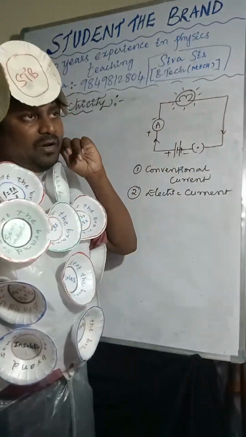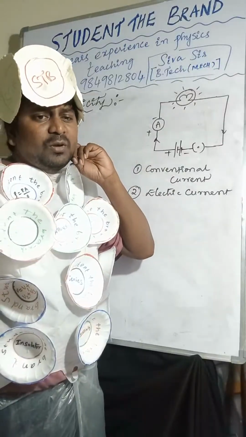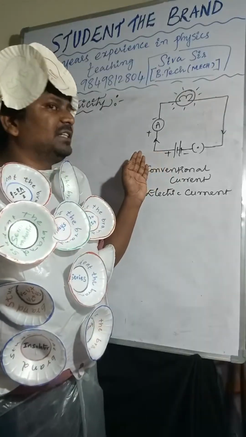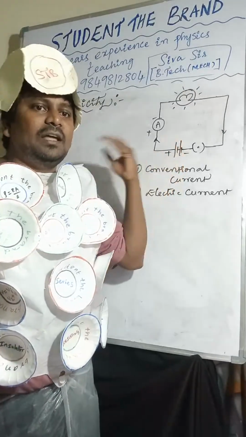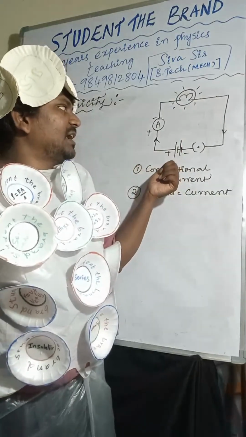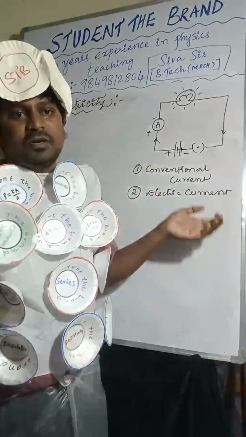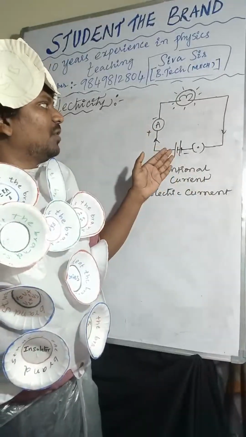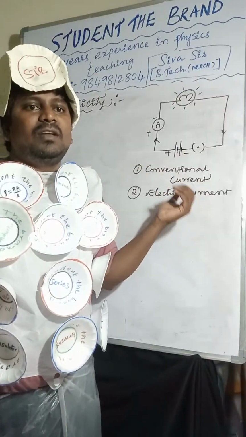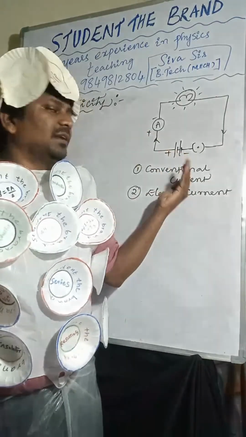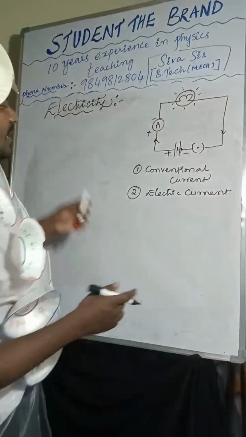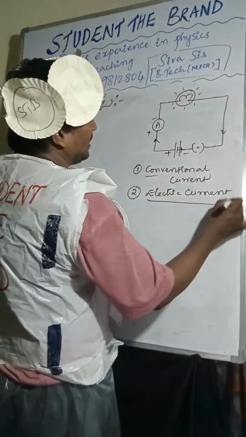Here is one more point you need to understand. Positive charge has high potential, and negative charge has low potential. So positive charges will move from the positive terminal to the negative terminal, whereas electrons will move from the negative terminal to the positive terminal, that is, from low potential to high potential. So that is about conventional current and electric current.